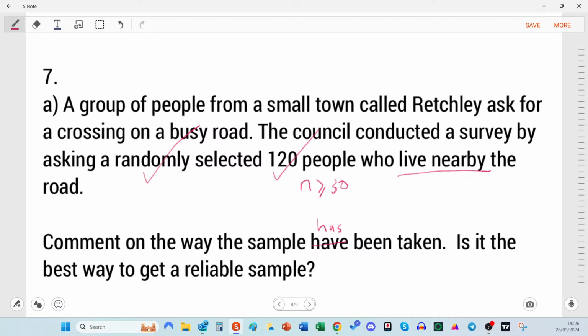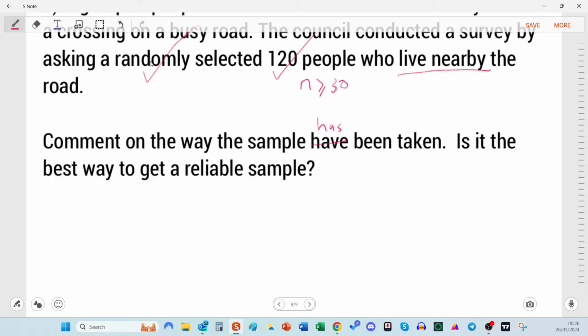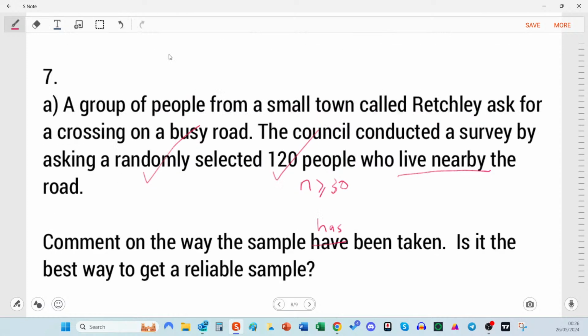What consequences might there be? Well, at the very least, these are the people that are going to be using the thing. Maybe there are not that many consequences, but we want the opinion of the people that will be actually using it. So this is not actually a really bad sample. This is really good. So the way that the sample has been taken, we would say all of those points.